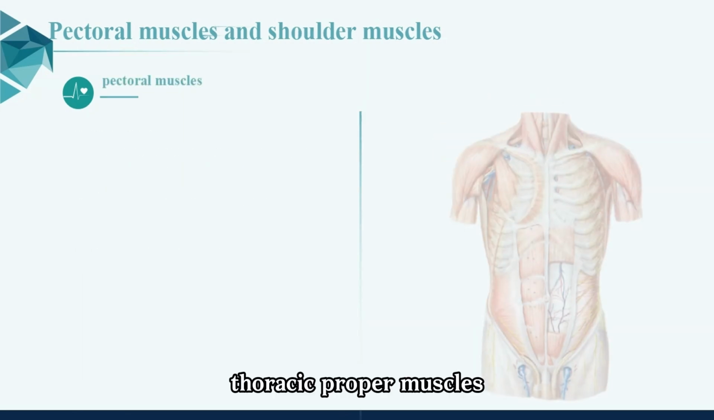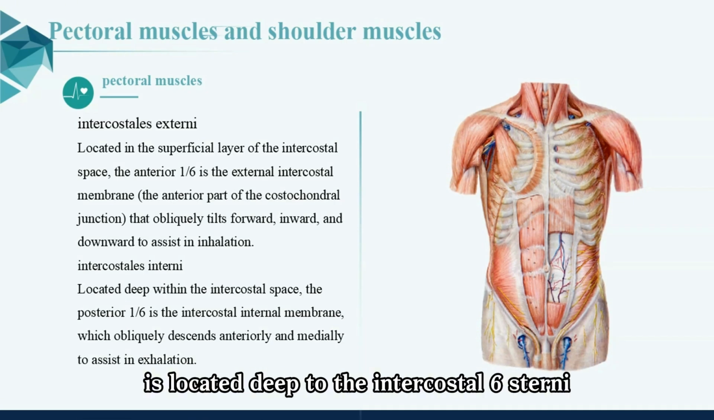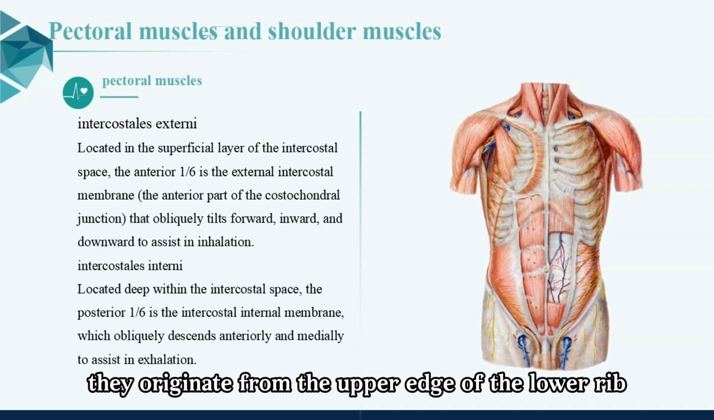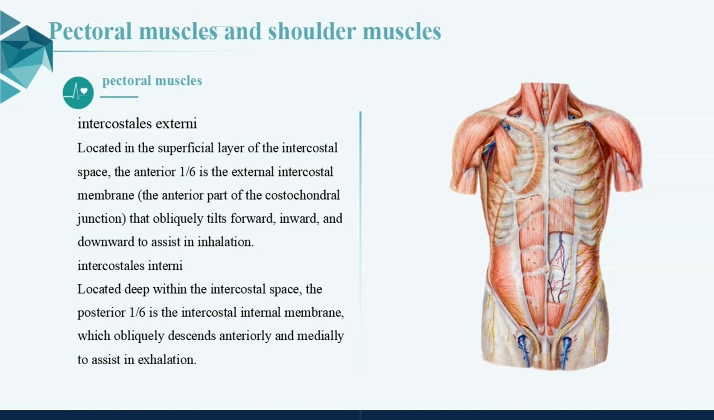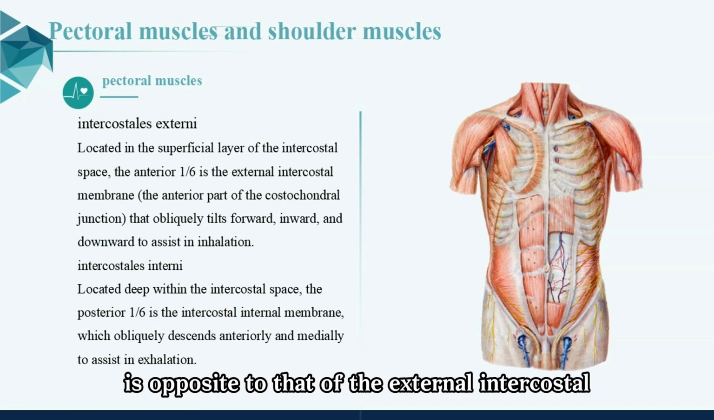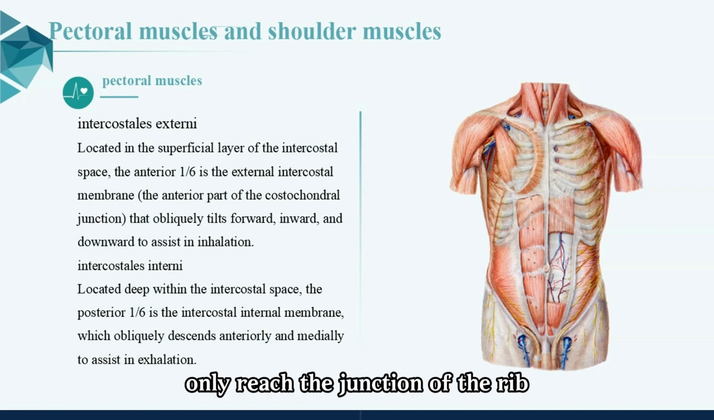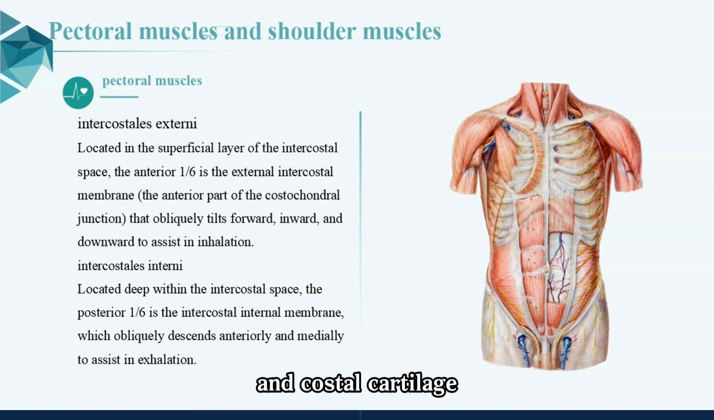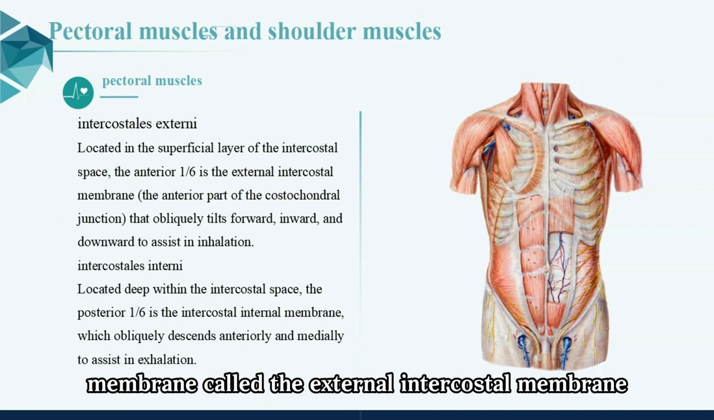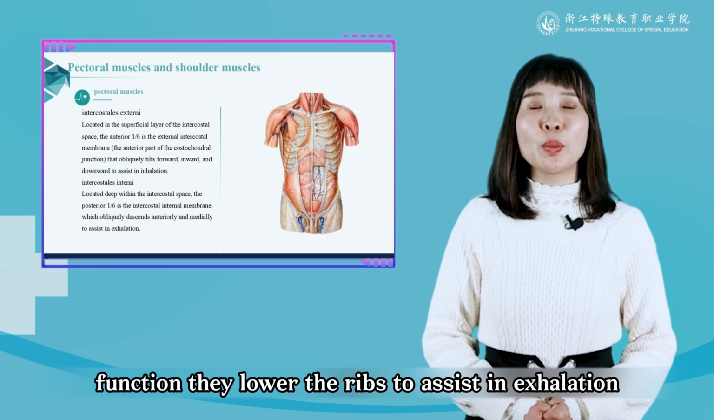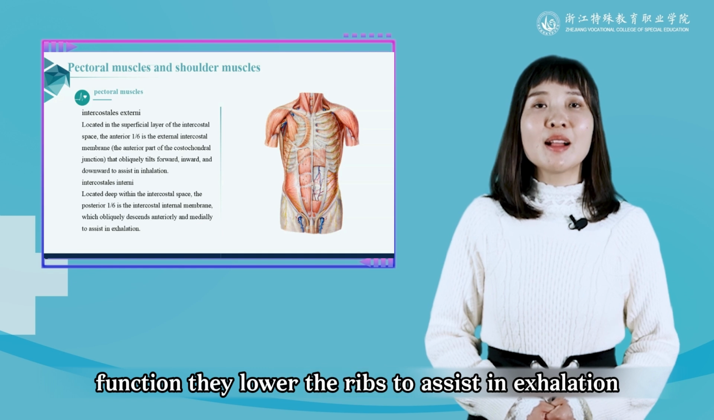Thoracic proper muscles. The intercostales interni are located deep to the intercostales externi. They originate from the upper edge of the lower rib and insert into the lower edge of the upper rib. The direction of their muscle bundles is opposite to that of the external intercostals. Their anterior muscle bundles only reach the junction of the rib and costal cartilage. In the costal cartilage space, they transition into a sheet of connective tissue membrane called the internal intercostal membrane. Function: they lower the ribs to assist in exhalation.